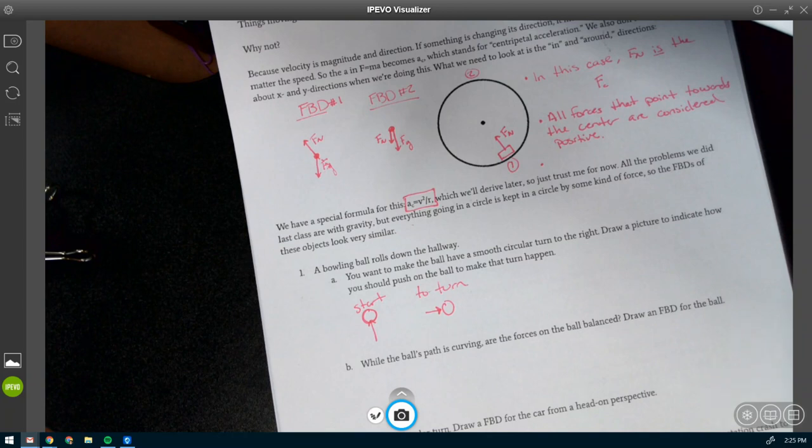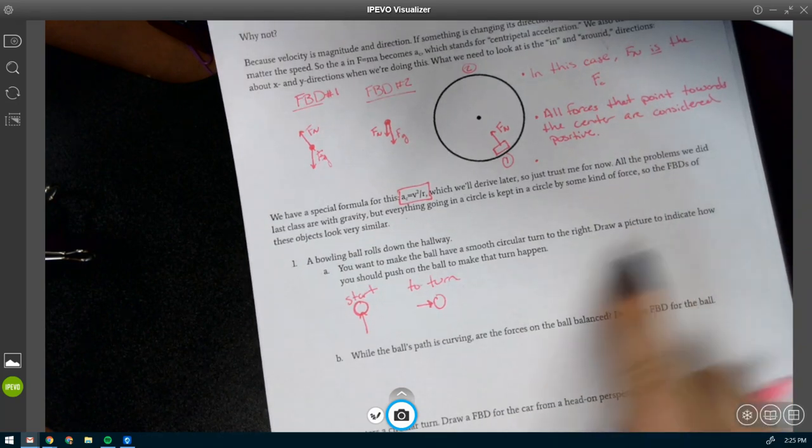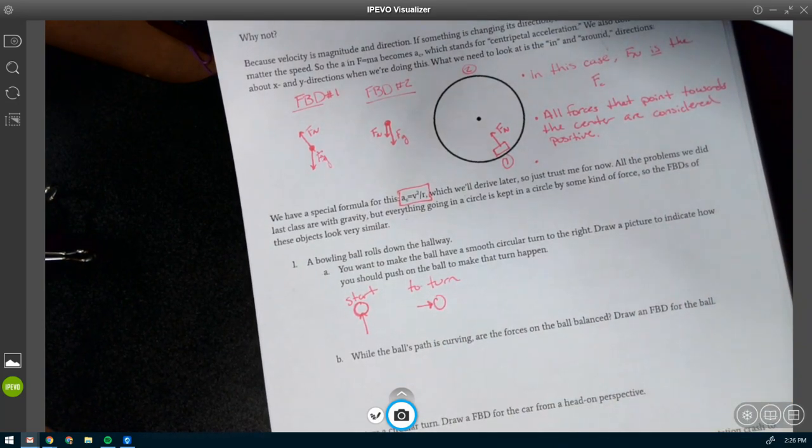The plan for Friday was to actually go down to the Cross Connect and do this. So we'll do that when we get back. So in order to push the ball to make that turn happen, we're just pushing our force to the left side of the ball.